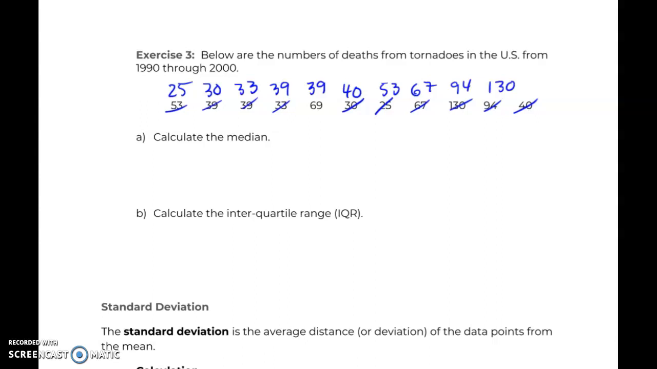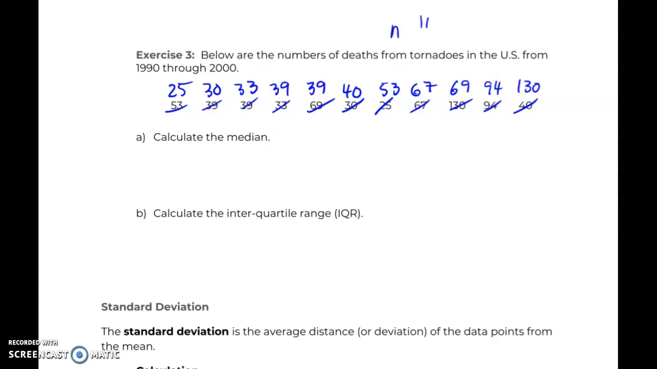Oh, and I forgot the 69. Let me go back here. So we had a 69, a 94, and a 130. All right, this is why you want to cross it out, just to make sure that you're actually getting all the numbers. Okay, so we have 11 values over here.